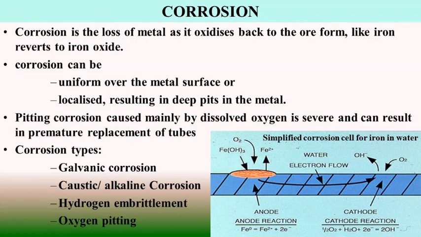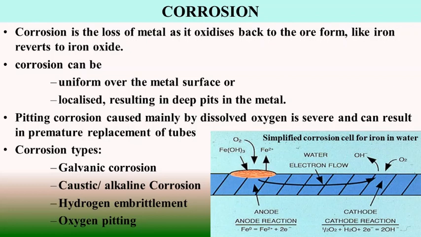Corrosion is the loss of metal as it oxidizes back to the ore form, like iron reverts to iron oxide. Corrosion can be uniform over the metal surface or localized, resulting in deep pits in the metal. Pitting corrosion is caused mainly by dissolved oxygen and can result in tube failure. Generally, different types of corrosion are there. Mostly predominant are galvanic corrosion, caustic and alkaline corrosion, hydrogen embrittlement and oxygen pitting.